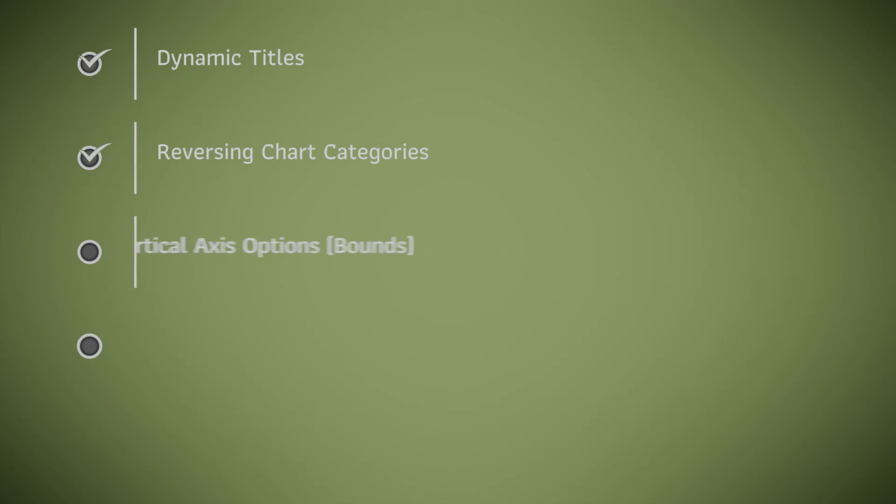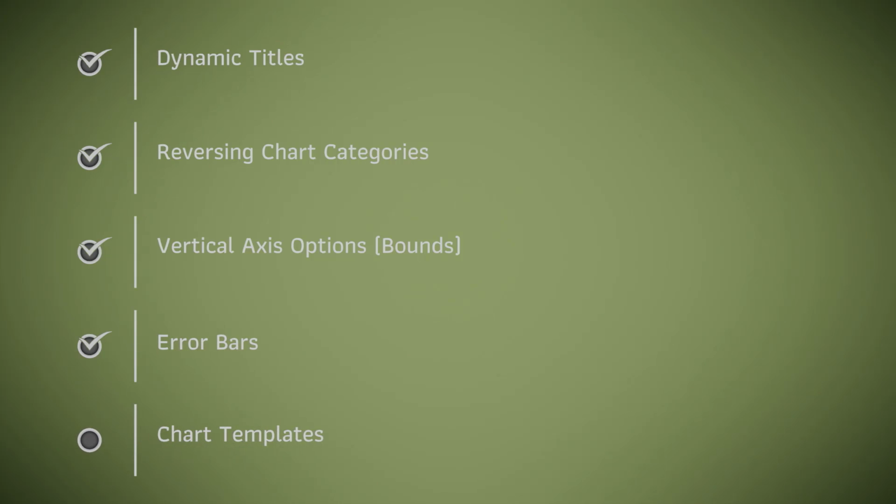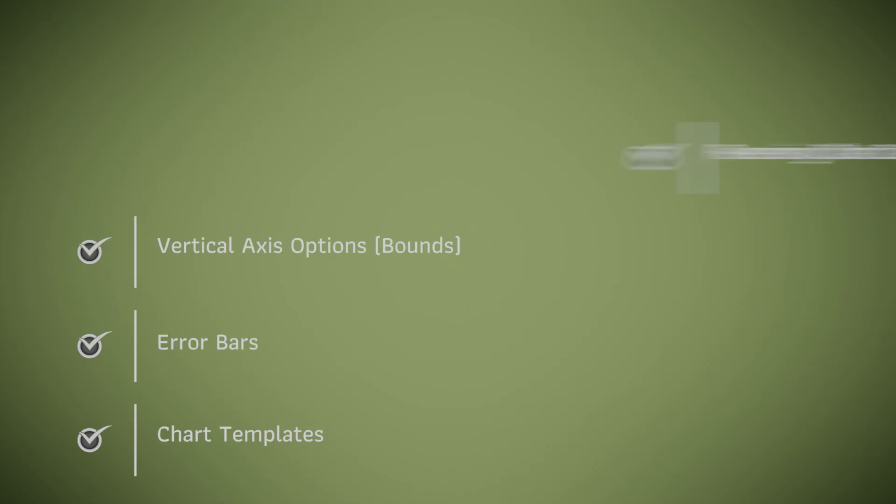In this lecture, we're going to learn advanced chart formatting options like dynamic titles, reverse categories, axis options, error bars, and chart templates. We'll start with dynamic titles.